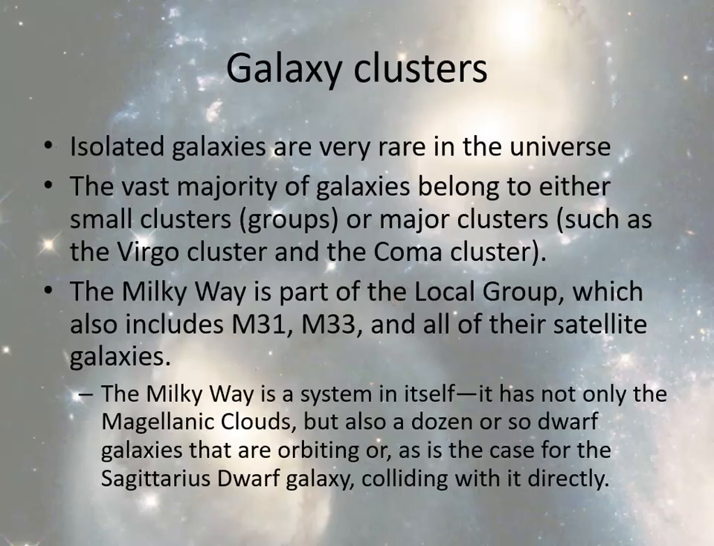Now, galaxy clusters. Isolated galaxies are very rare in the universe. The vast majority of galaxies belong in clusters. So the Milky Way is part of the local group, and we've already mentioned how the Andromeda Galaxy, that is M31, and the Triangulum Galaxy, M33, are the other two big galaxies in the local group. And the Milky Way and Andromeda make up the vast majority of that mass, including their dark matter clouds and stuff like that. M33 is much smaller, but still it's a reasonably sized galaxy.